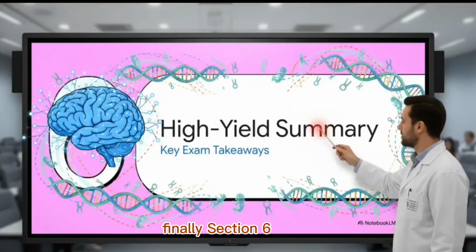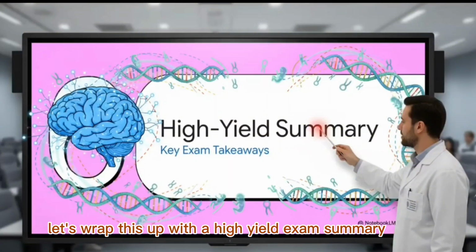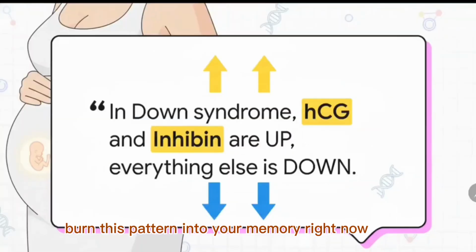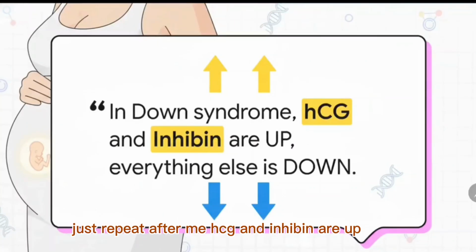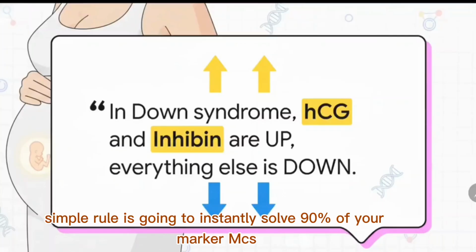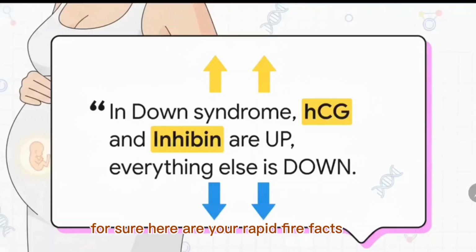Finally, Section 6. Let's wrap this up with a high-yield exam summary. Burn this pattern into your memory right now. For any biochemical screening question on Down syndrome, just repeat after me. hCG and inhibin are up, everything else is down. Seriously, this one simple rule is going to instantly solve 90% of your marker MCQs for sure.